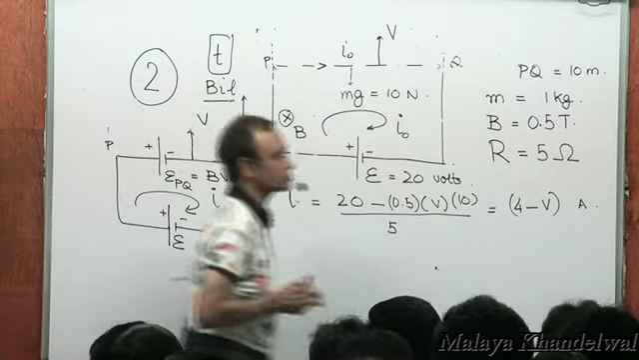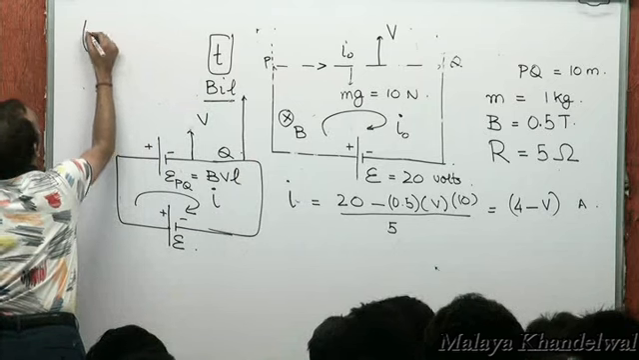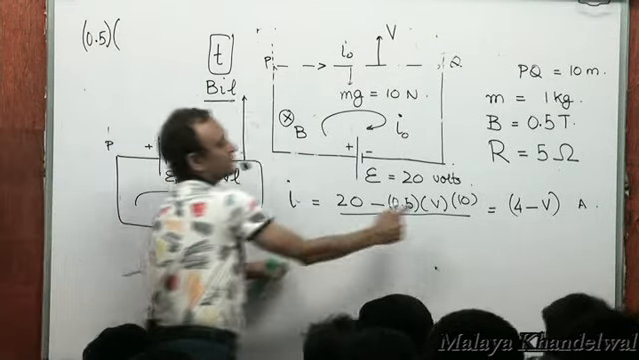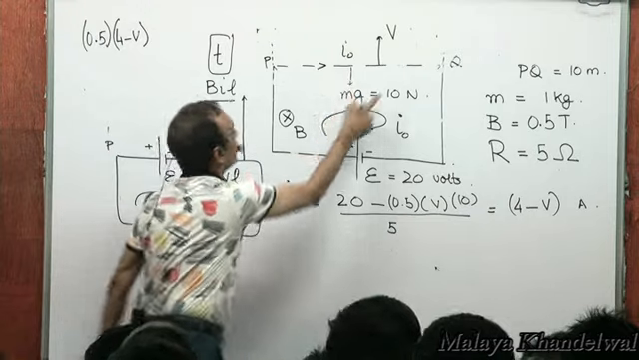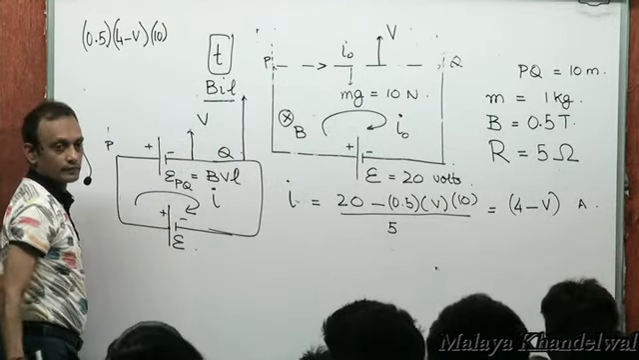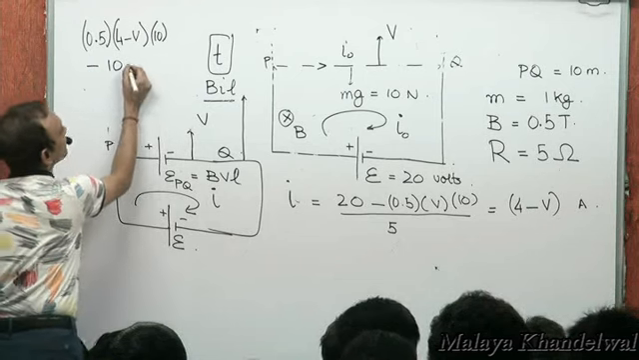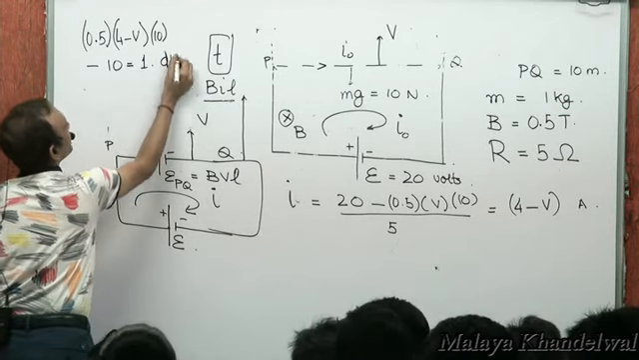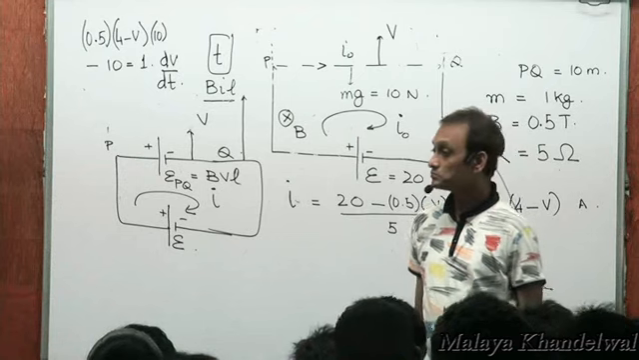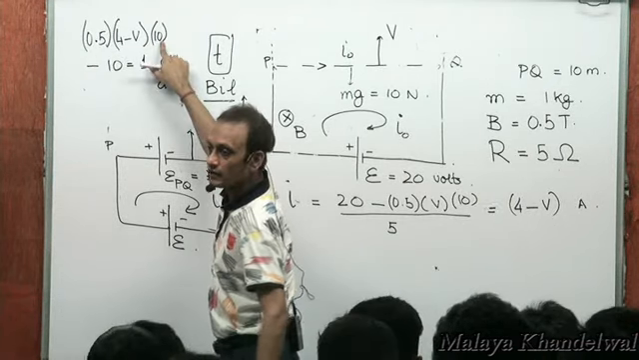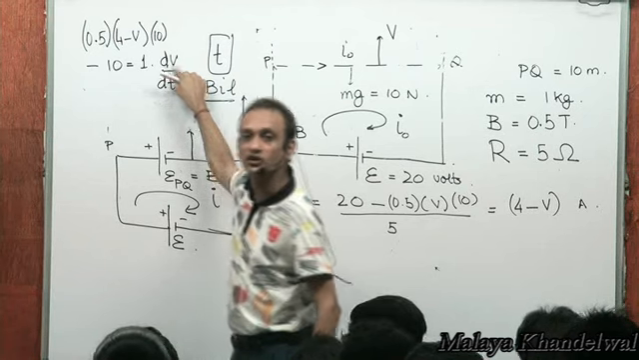So now the mechanical aspect of the problem, the net upward force: B into I, and I at this instant is 4 minus V, into the length L, which is 10, minus mg. mg is 10 newtons. Magnetic force minus gravity must be m, which is 1, into dv/dt. That's the equation of motion of this connector. Yes or no? Net upward force BIL, downward force mg, is m dv/dt, applying Newton's second law to the connector. This is what transpires. Yes or no?